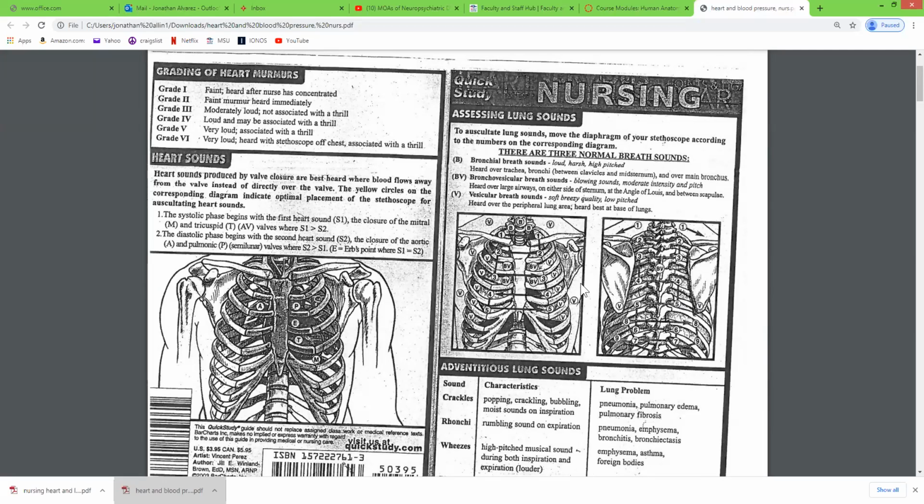Okay, so the first thing to understand is the B, the BV, and the V. What the heck is all that? Well, the B stands for bronchial. If it's a bronchial sound, that means it is a loud, harsh, high-pitched breath sound. It's the loudest of all the breath sounds. And really the only area that you find a bronchial breath sound is over the trachea in the throat area. That's your windpipe.